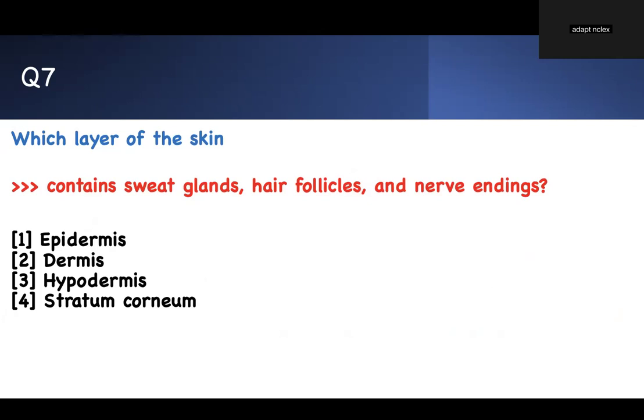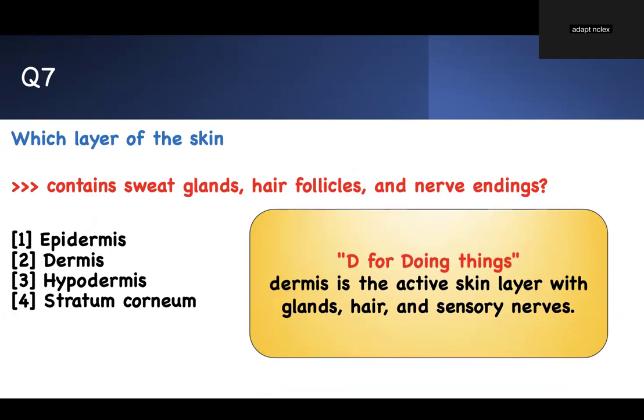That means that portion of the skin is doing a lot of work. It can't rest. So that's the mnemonic: D for doing things. I'm doing a bunch of things. Therefore, if I'm doing a bunch of things, I have to be the dermis, which is the active skin layer. It has the gland, it has the hair, and the sensory nerve. Does that make sense? 7 questions.